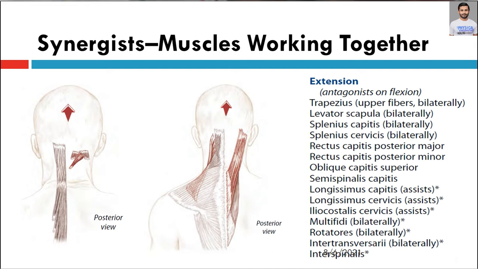The main role is played by the trapezius, especially the upper fibers, then the levator scapulae, the splenius capitis, splenius cervicis, rectus capitis posterior major and minor, then obliquus capitis superior, semispinalis, longissimus capitis, longissimus cervicis, iliocostalis cervicis, multifidus, rotators, intertransversi and interspinalis. All these muscles are the muscles that we discussed in the spine before. So bilaterally, if they work, they can produce extension because these are long muscles, and some are small muscles as well, like the multifidus and the rotators. Even the interspinalis and intertransversi are very small muscles. Together, if they work on each side bilaterally, they can produce extension.